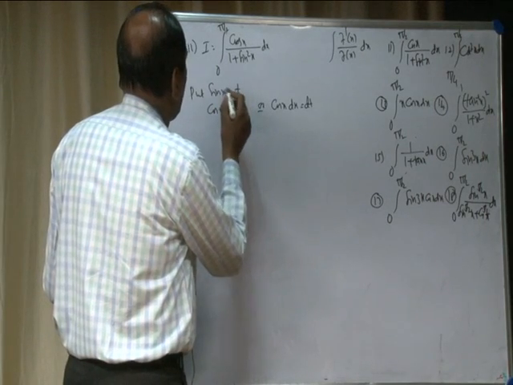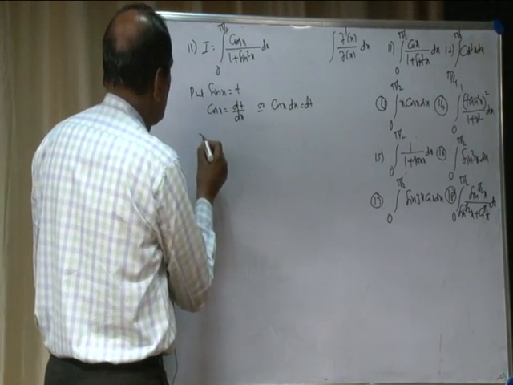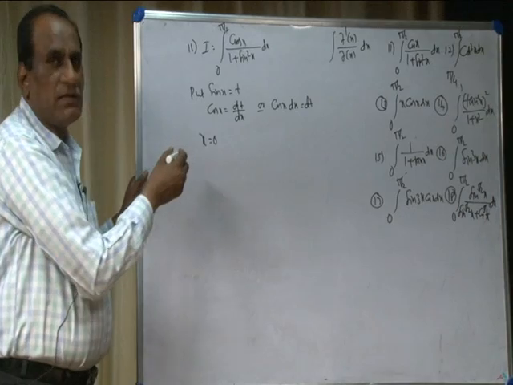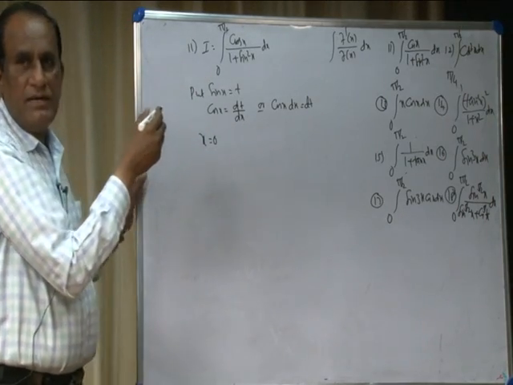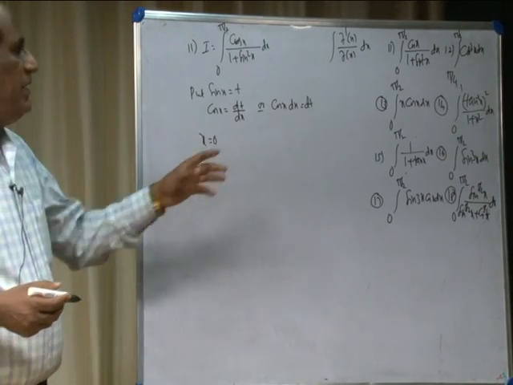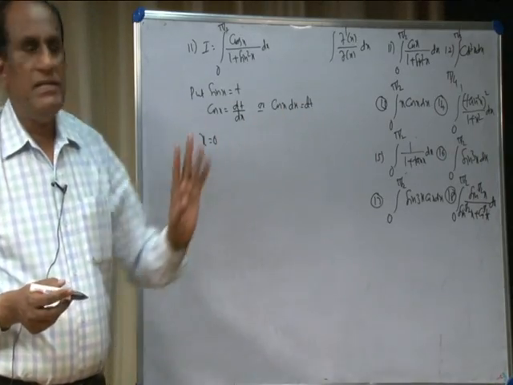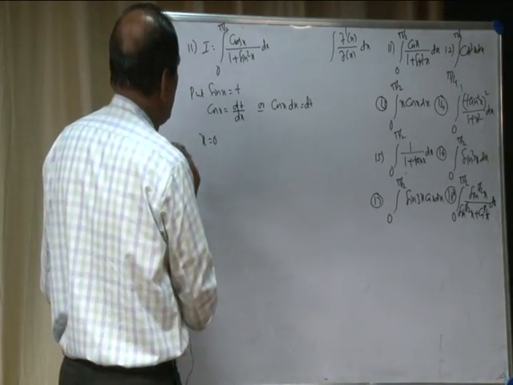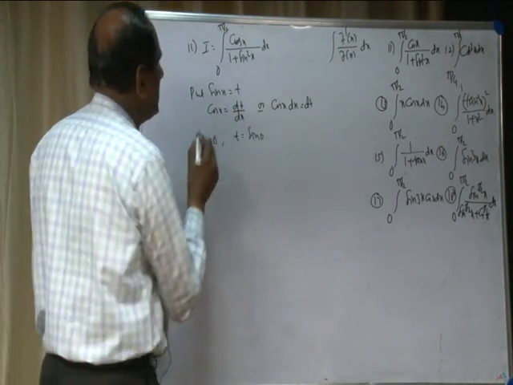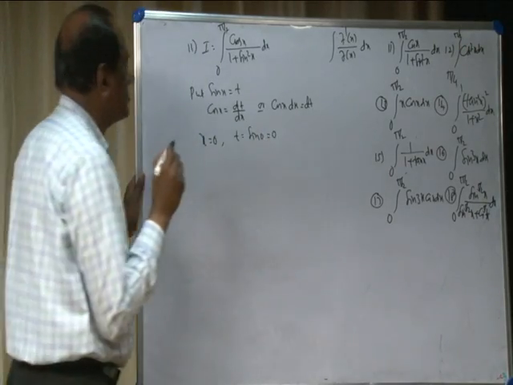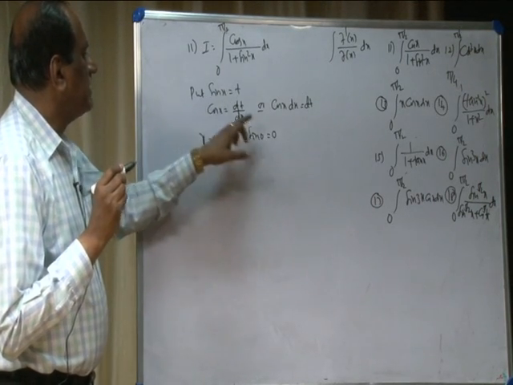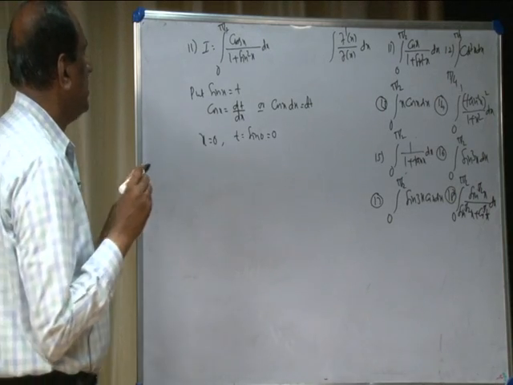Now I am going to change the limits also. In the last problem, I worked out the problem by considering the same limits, upper limit and lower limit, no change. That is because of the property that by changing the variable of integration x to t, the value of the integral remains same. Now, when x is equal to 0, t is equal to sin 0, which is 0. So this is the lower limit.